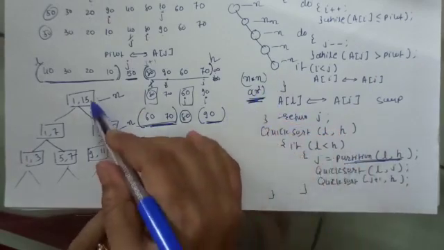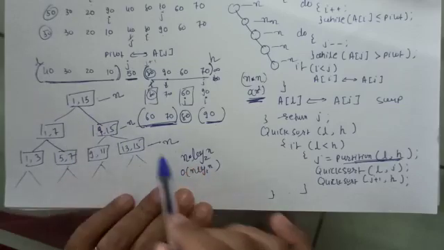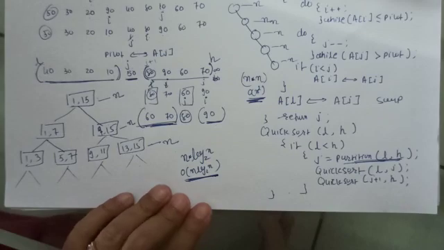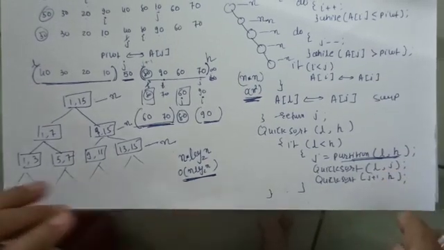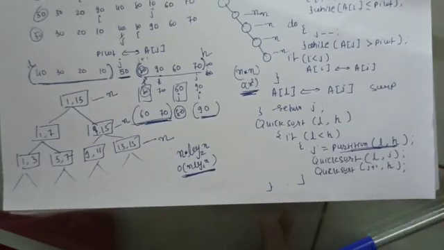But in the best case, if my partition would be performed at the middle, the complexity of quick sort is n log n. So that's all about the quick sort algorithm, a very important algorithm.